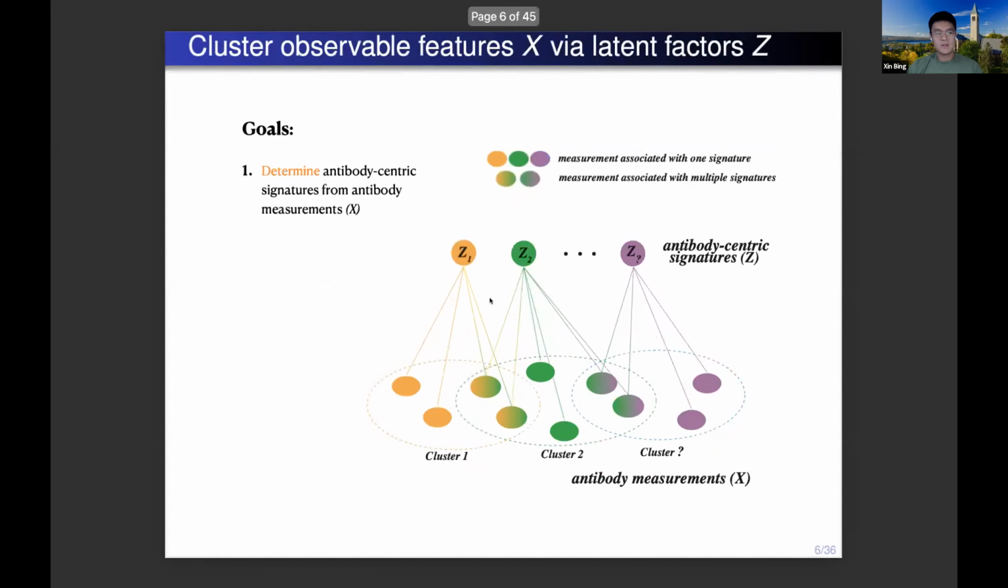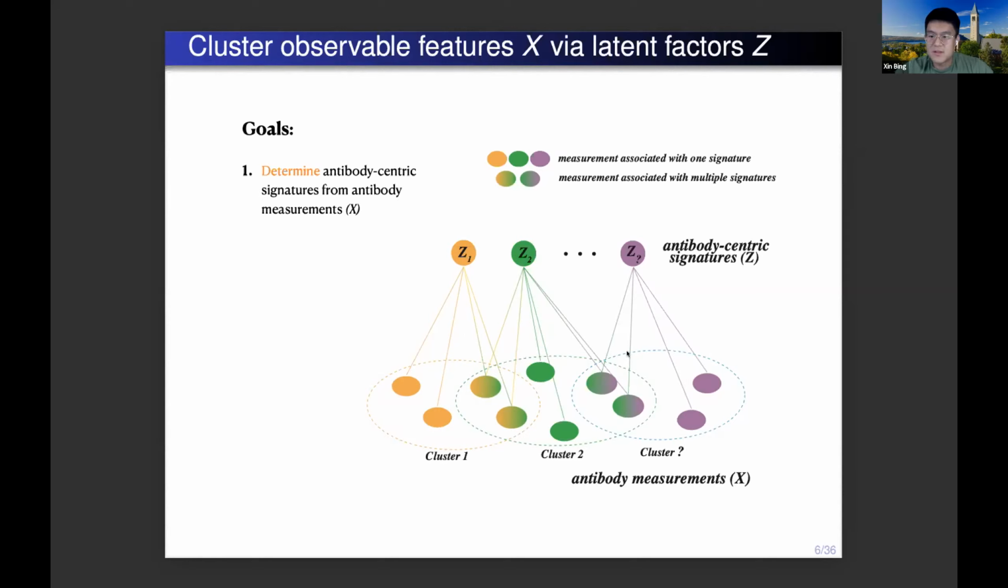Okay, to briefly go through the first step, we propose to cluster those observable features via their association with the latent factors, mainly because we know that antibody-centric signatures, even though they are not measurable, are functions of those measurable antibody properties. Therefore, we propose to group those antibody measurements into different clusters to determine those unmeasured antibody signatures.